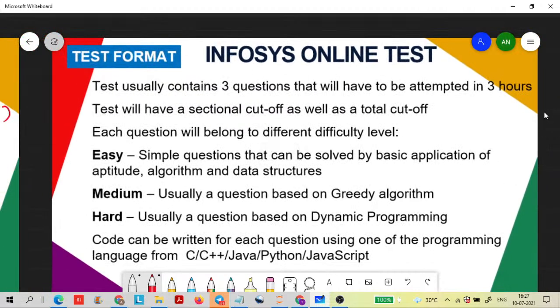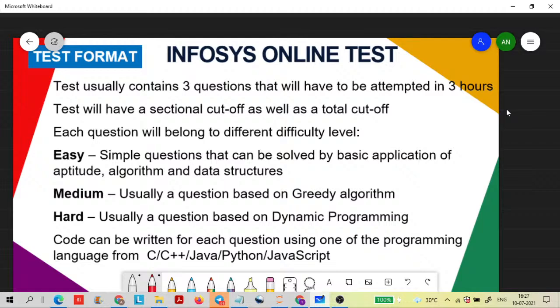So let's discuss the Infosys online test format. Here it is completely a coding round, because there is no aptitude section in this. In this particular type of recruitment, it is a coding based recruitment test. The test contains three questions that have to be attempted in 3 hours.